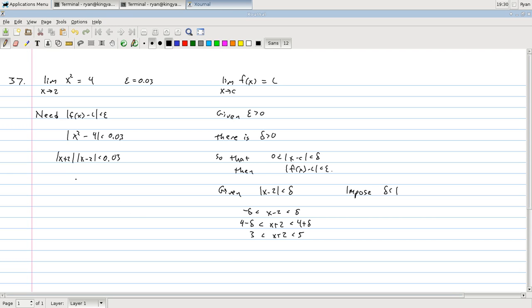So that means here, if we were to solve this for absolute value of x minus 2, we have x minus 2 is less than 0.03 divided by absolute value of x plus 2. And we want to look for the worst case scenario here. If we wanted to make this fraction as small as possible, that would happen when the denominator is as large as possible. And x plus 2 is always less than 5. So this lets us say that x minus 2 is less than 0.03 over 5, or x minus 2 is less than 0.006. So that means that our delta can be any number less than 0.006.